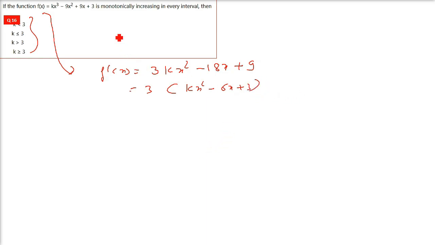This monotonically increasing means what? f dash x should be greater than 0. This whole should be greater than 0. 3 cannot be less than 0 or greater than 0. It is a constant. It is already greater than 0. So kx square minus 6x plus 3 should be greater than 0.